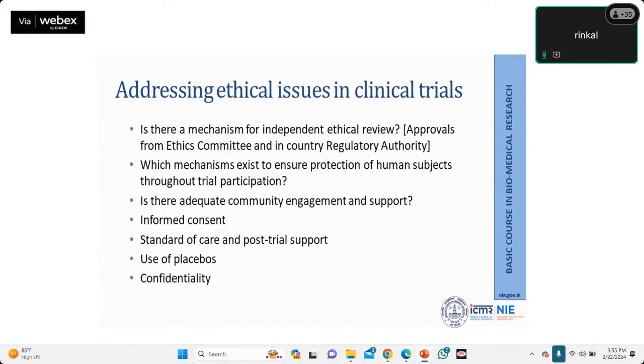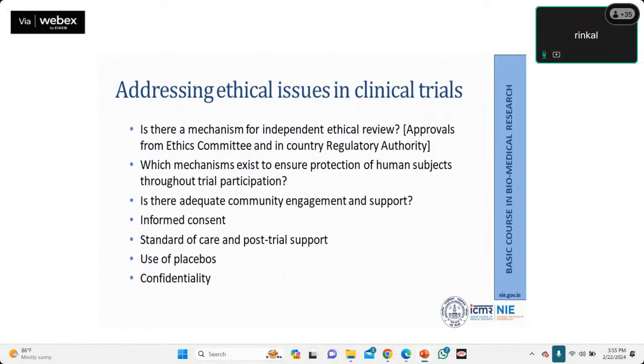The other issue is using placebos. Whether it should be used or not is contradictory, but by default, if we do not have any other medicine or vaccines, whatever intervention is available for the same health issue or disease, then we can use placebo. But if an alternative is available, then we should go for that alternative for comparison of the new intervention.